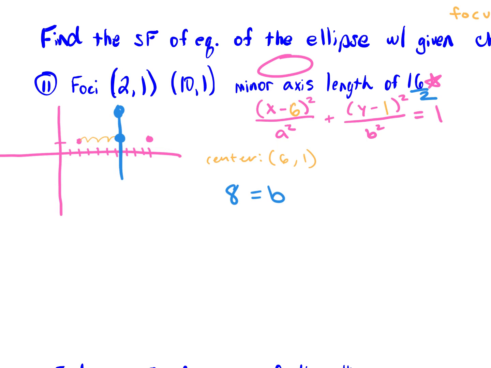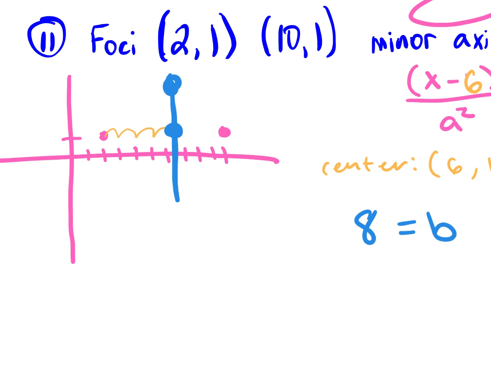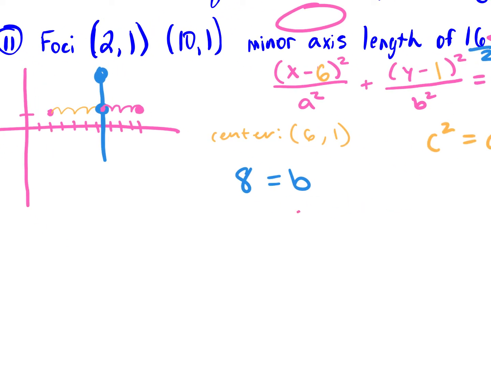What else do I have? I don't have A, but how can I find A? I can use the foci. So I'm going to use my formula c squared is equal to a squared minus b squared. I have B. I'm trying to find A. Do I have C? What is C? C is the distance from the center to the foci. So I could just count 1, 2, 3, 4. So C would be 4.